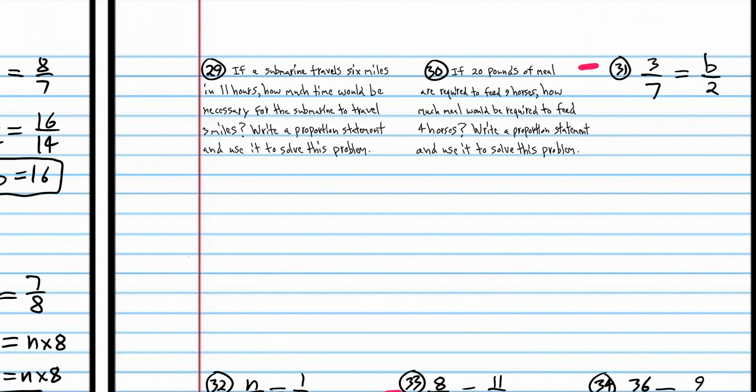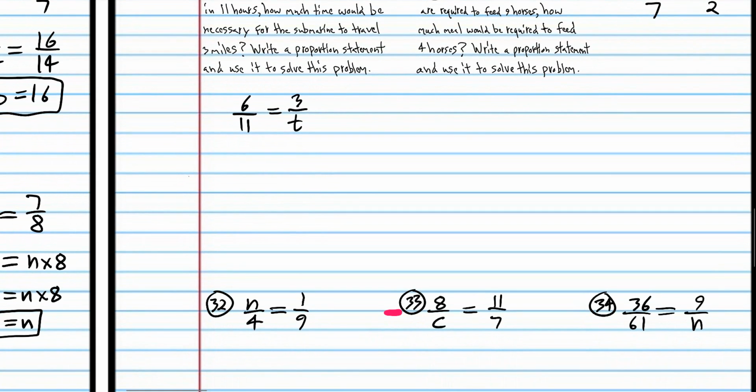All right, so now we're going on to word problems. This is the same. You solve these problems the same way we did the other problems, except you have to use cross multiplication. If a submarine travels 6 miles in 11 hours, how much time would be necessary for the submarine to travel 3 miles? Write a proportion statement, which I just did, and use it to solve this problem.